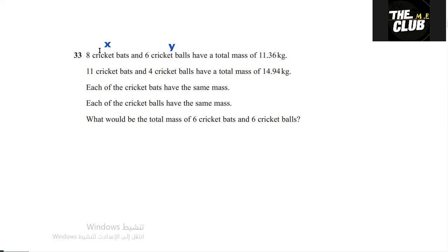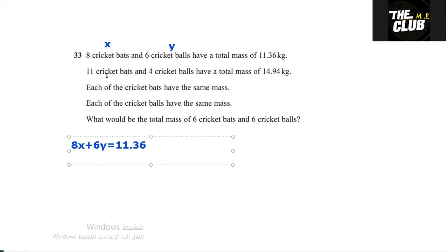Now let's make an equation for the first information. So 8x, let's write it here, 8x, and 6y, so plus 6y equals 11.36, 11.36.